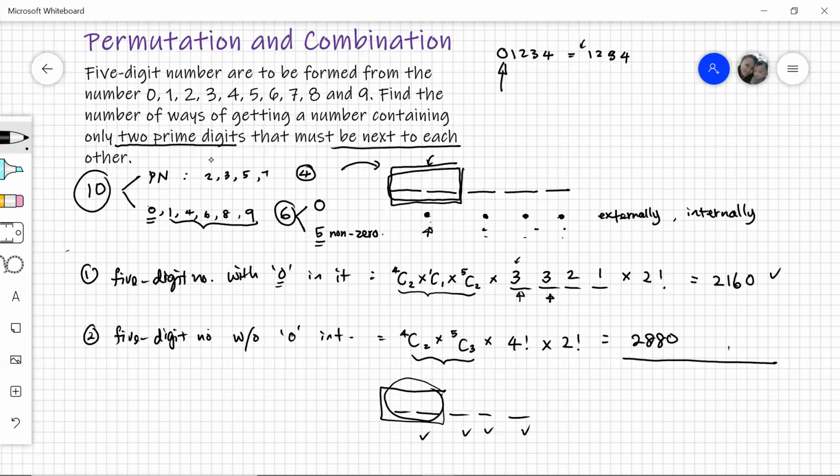Now, the two scenarios don't happen at the same time. It's either this happens or that happens. Therefore, the total ways to get the 5-digit number that fulfills the condition, we just add the number of ways of each condition. So our answer is 5,040.